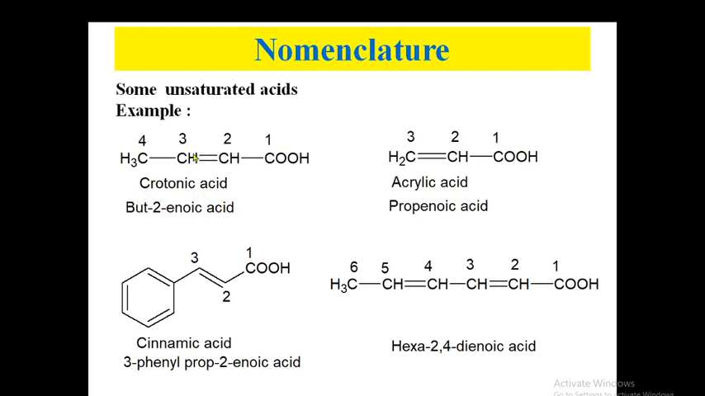As there are 4 carbons, it's definitely a butane derivative. At carbon number 2, the double bond starts and therefore it becomes 2-ene, and it's a carboxylic acid. Oic acid is the suffix there and therefore the name becomes but-2-enoic acid. So the common name is crotonic acid.